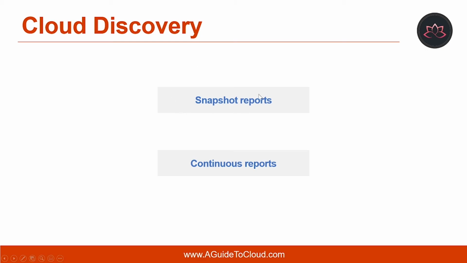So what are snapshot reports? Snapshot reports provide ad hoc visibility on a set of traffic logs you manually upload from your firewalls and proxies. And continuous reports analyze all logs that are forwarded from your network using Cloud App Security.